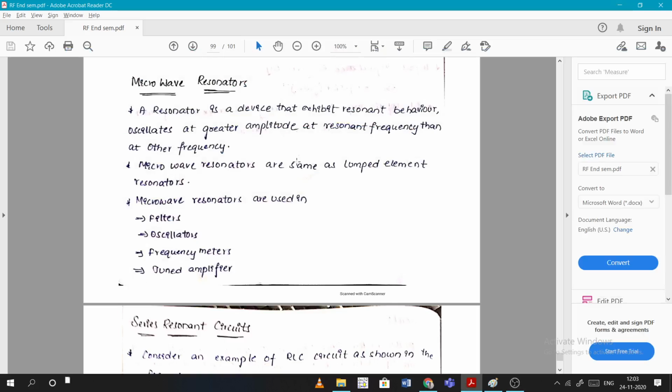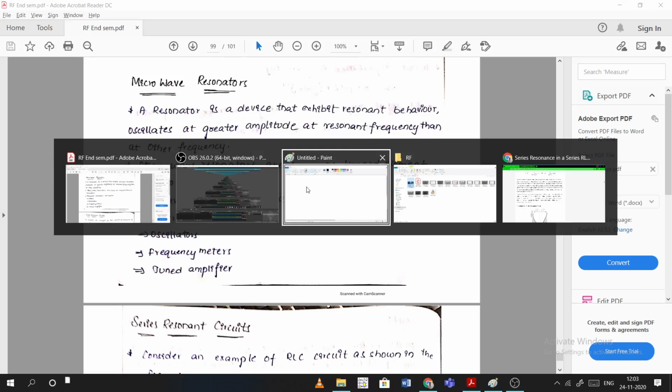So hello guys, today let's see micro resonators. Okay, what is a resonator? Actually, a resonator is a device that exhibits resonant behavior, oscillates at greater amplitudes at resonating frequency than other frequencies. So basically what happens at this resonating frequency, the impedance of both, I will show you that.